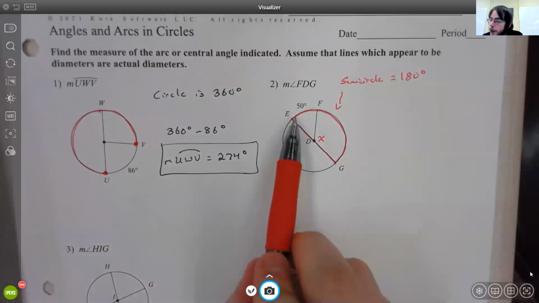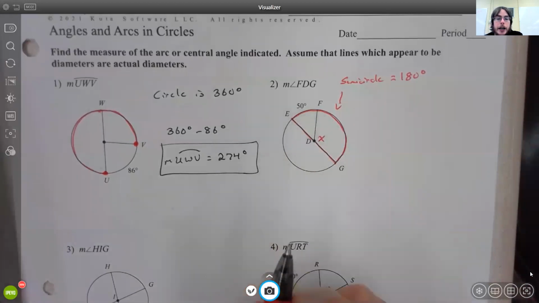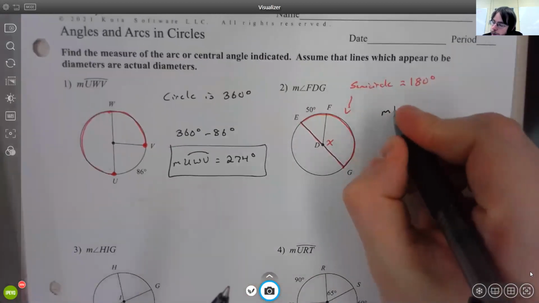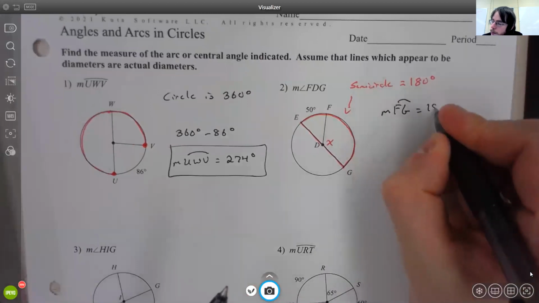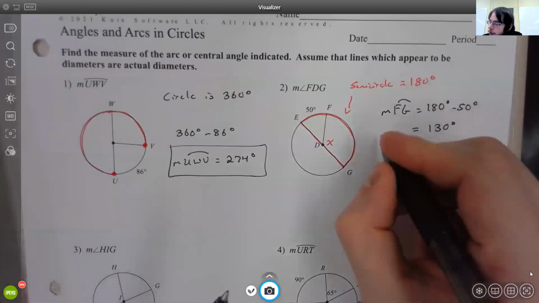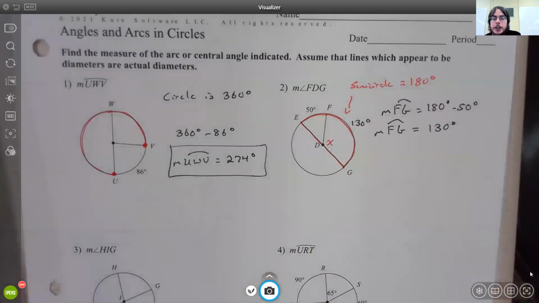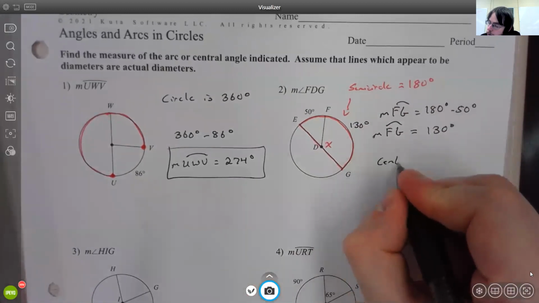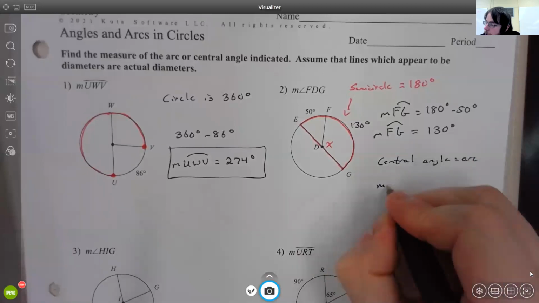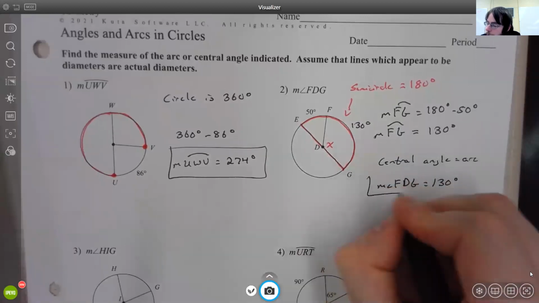Well, if we know that this whole thing is 180 and this part is 50, how can we find the measure of FG? Well, we can take 180 and subtract 50 and get 130 for the measure of arc FG. Now, since we know that the central angle is equal to the arc, then we know that the measure of angle FDG must also be 130 degrees.